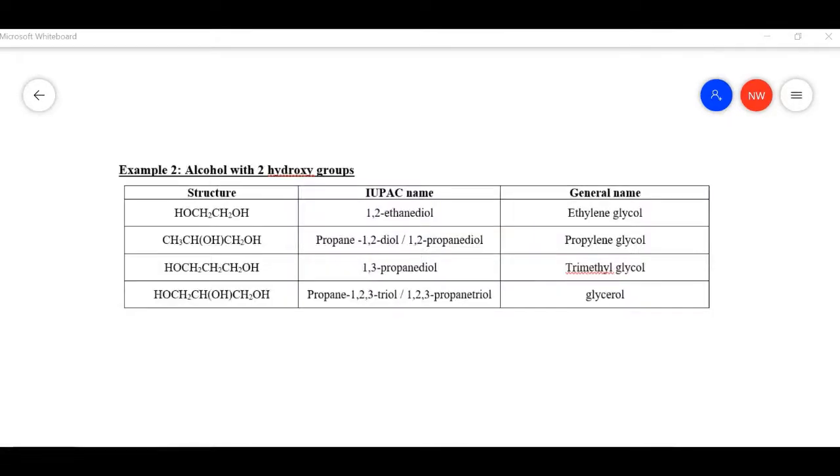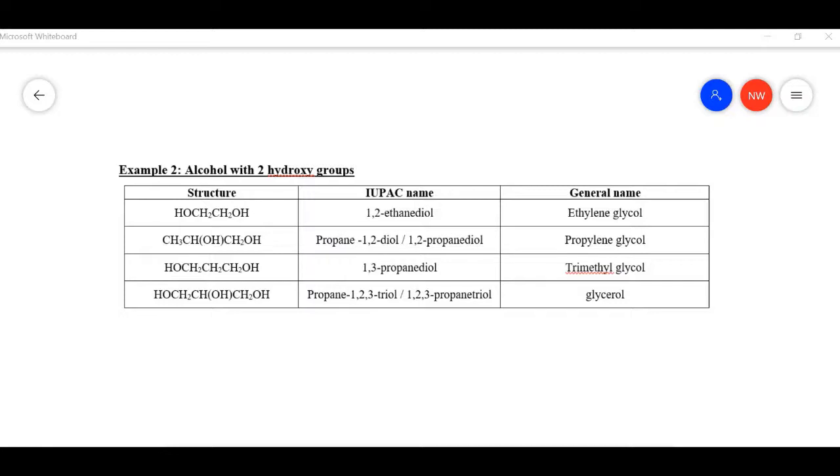Alright. Okay, so kita tengok example untuk alcohol with 2 hydroxy group. Apakah dia punya IUPAC name dan juga general name. So this one, 1, 2, 3, 4 ni 4 jenis alcohol ni. I think you all need to remember the IUPAC and also the general name. Okay, so let's see yang pertama sekali.